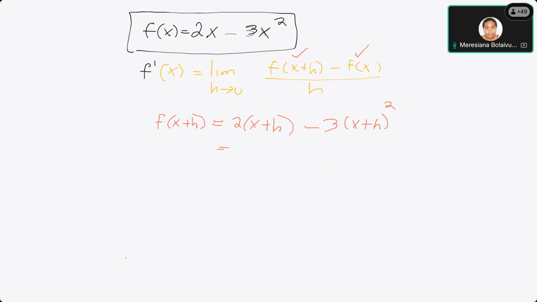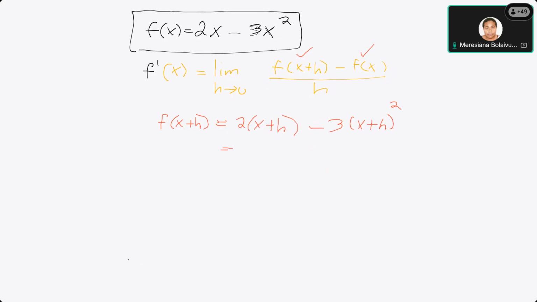Right, so 2 into x plus h minus 3 into x plus h squared. So 2 times x is 2x, and 2 times h is plus 2h. The next one, it is x plus h squared. So x plus h squared is x squared plus 2xh plus h squared.